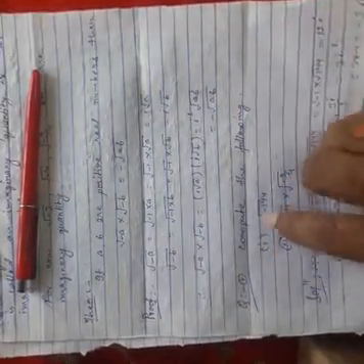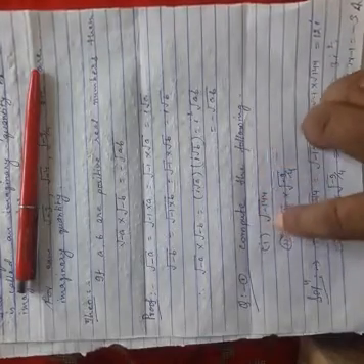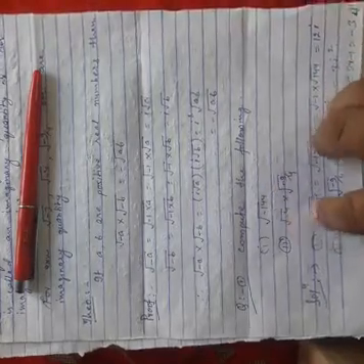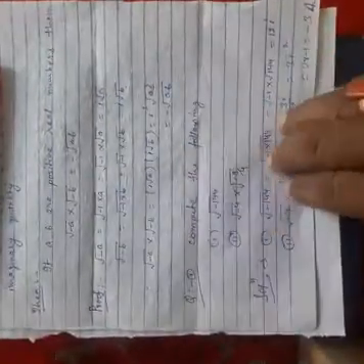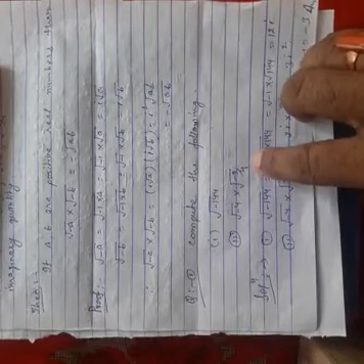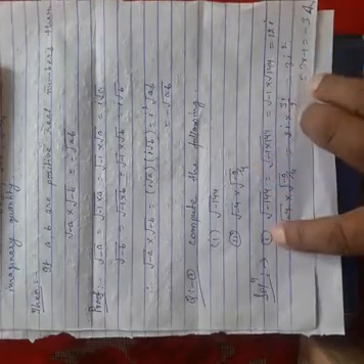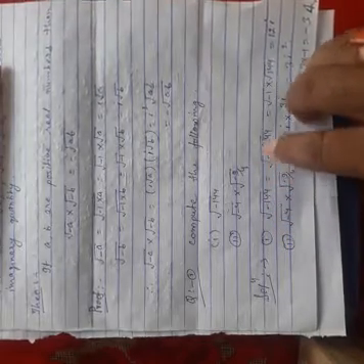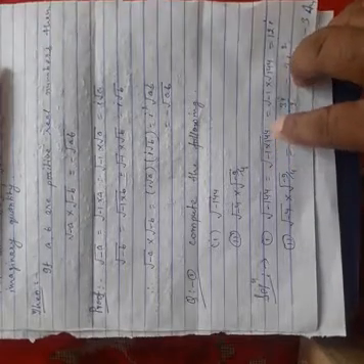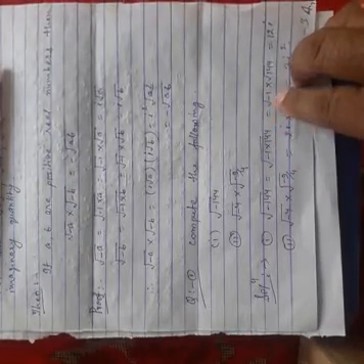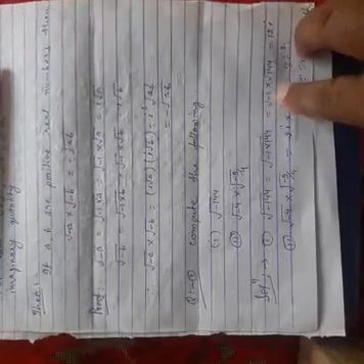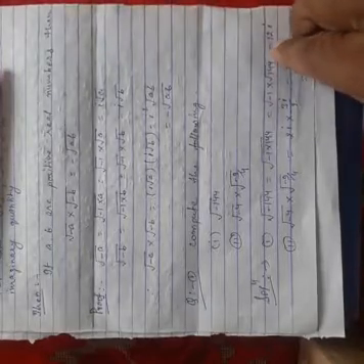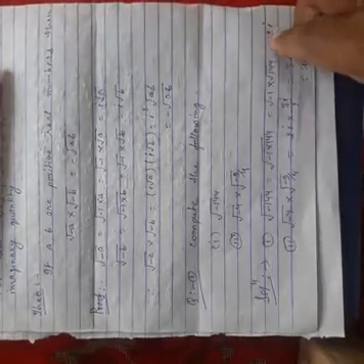Question number 1. Compute the following. First, root under minus 144, and second, root under minus 4 into root under minus 9 by 4. Solution. First, root under minus 144 is equal to root under minus 1 into 144. This can also be written as root under minus 1 into root under 144. Root 144 is 12, and root under minus 1 is i.